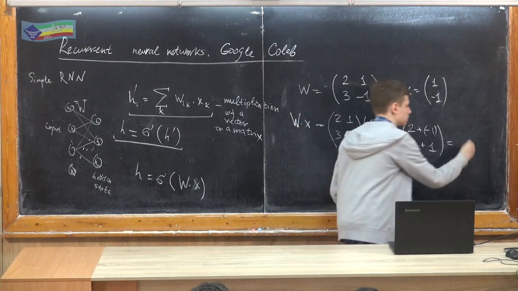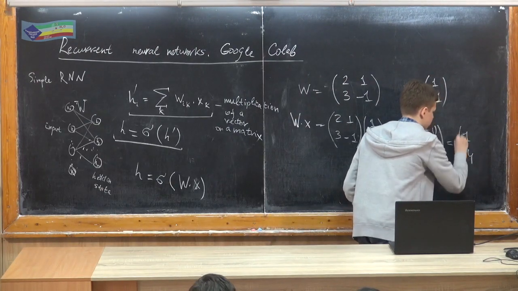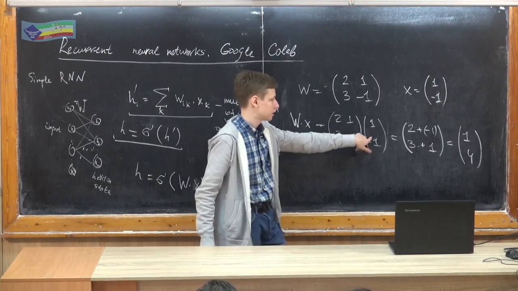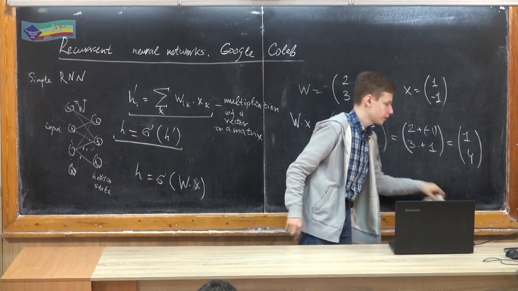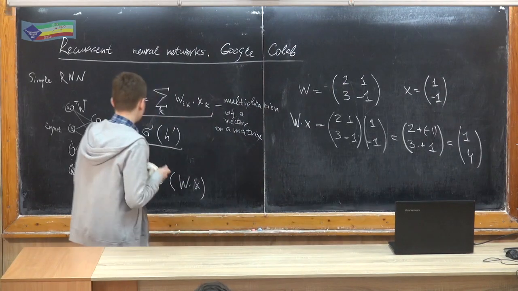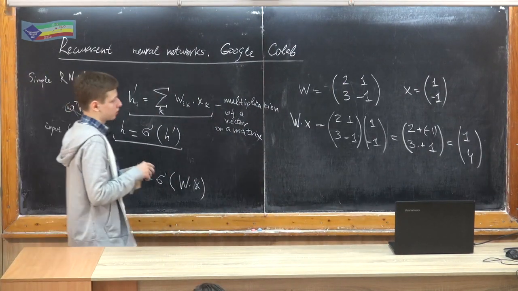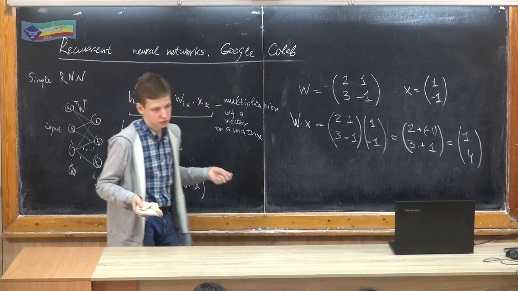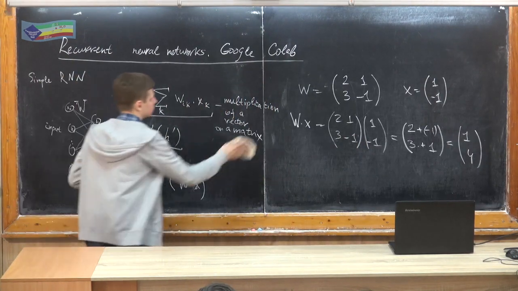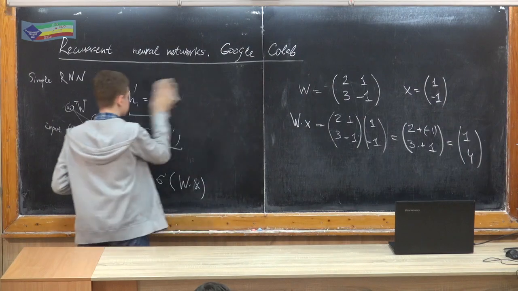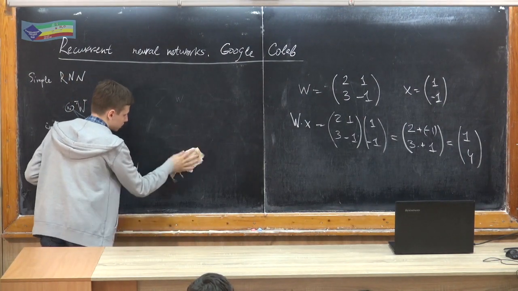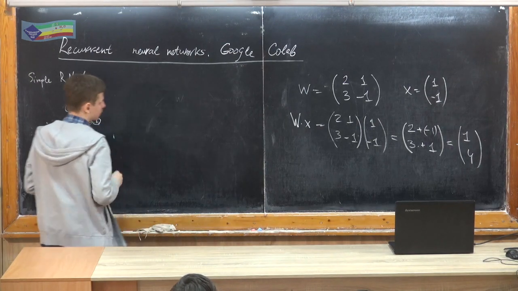And it's actually equal to 1, 4. So we had this vector, and then we get a new vector. Because we have only 2 values, we can actually draw this vector on a plane and see that such a square matrix is just rotating the vector in a space.